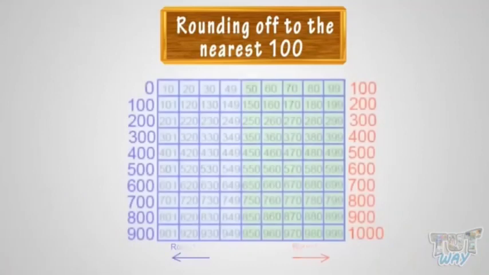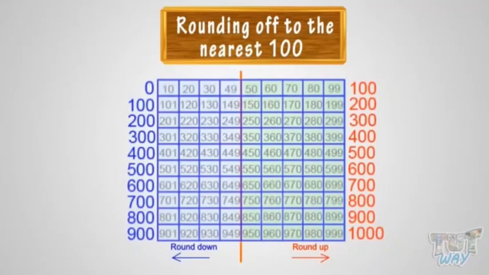See the figure. All the numbers between 0 to 49 are rounded down to 0, and 50 to 99 are rounded up to 100. Likewise, 100 to 149 are rounded down to 100, and 150 to 199 are rounded up to 200.